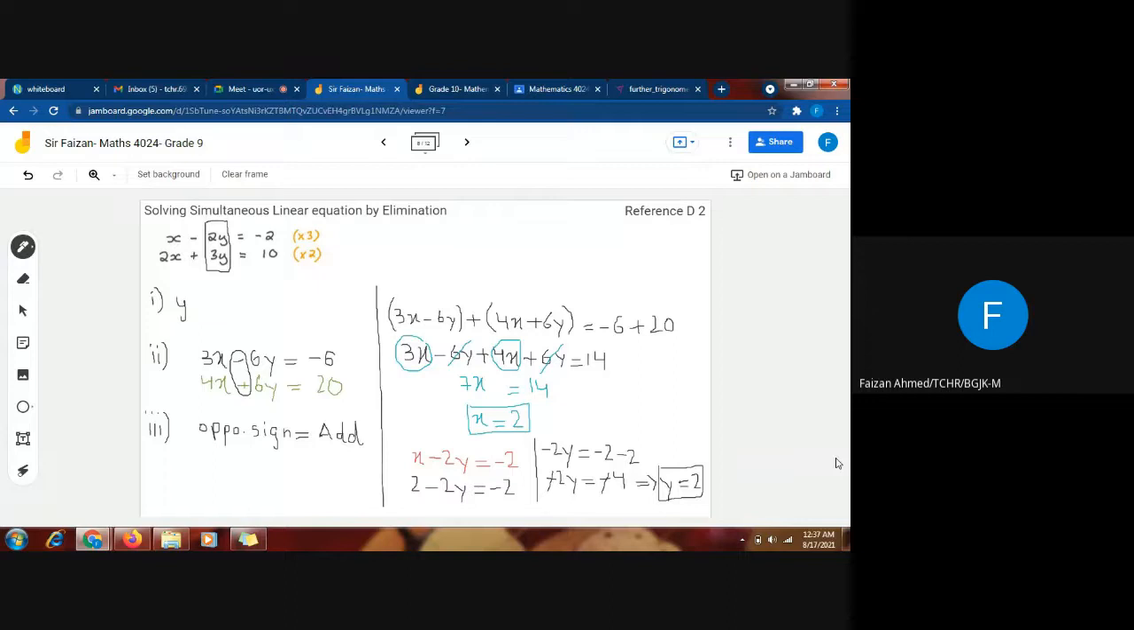Assalamualaikum, grade 9 students. Just to cement the concept of solving simultaneous linear equations by elimination method, I am sharing a question on elimination method, and I hope after watching this video your concept of solving simultaneous linear equations by elimination method will be crystal clear.